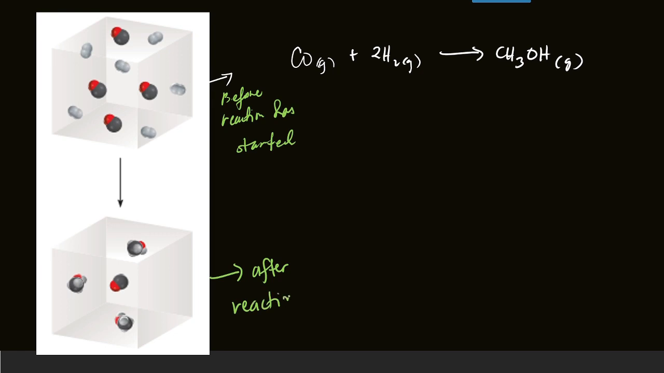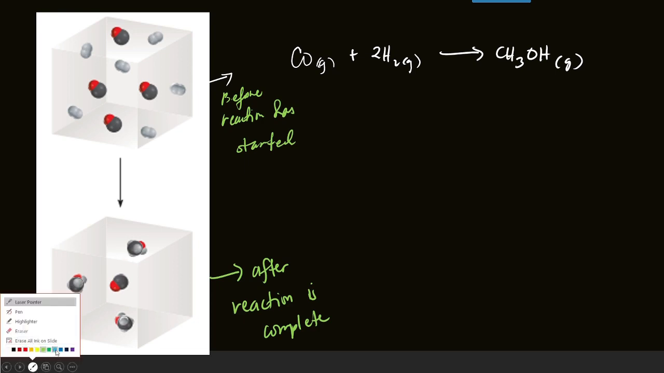If you observe the figure, at the start of the reaction there were 6 hydrogen molecules and 4 carbon monoxide molecules. These are the hydrogen molecules, and these are the carbon monoxide molecules. At the end, we notice that all the hydrogen molecules are gone and only one carbon monoxide molecule is left. Therefore, the limiting reagent here is the hydrogen molecule.